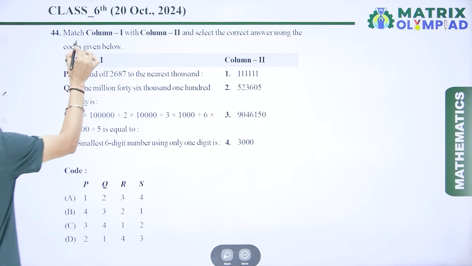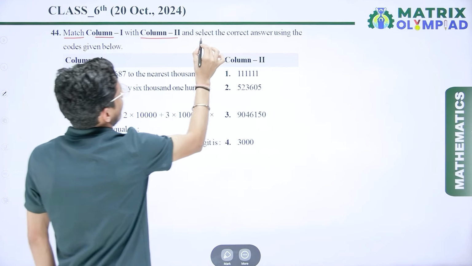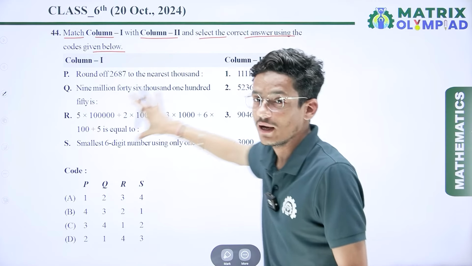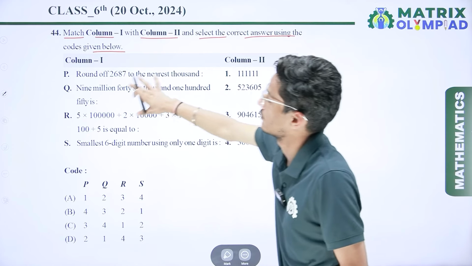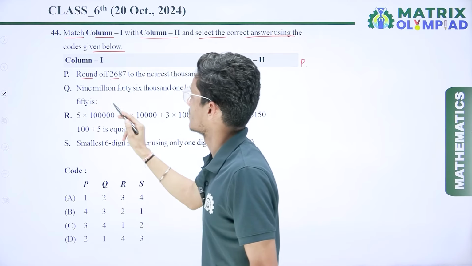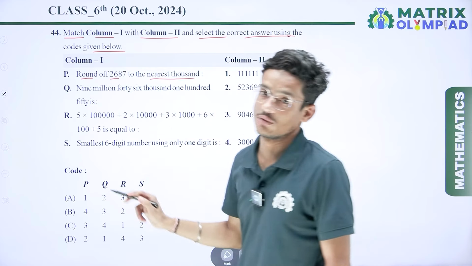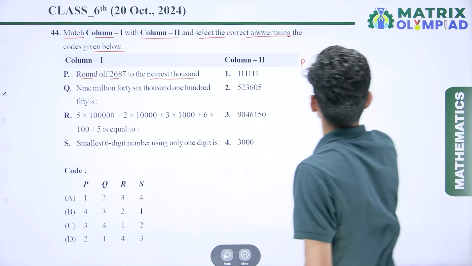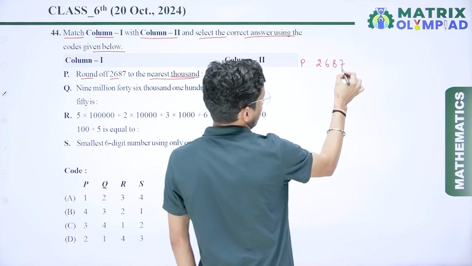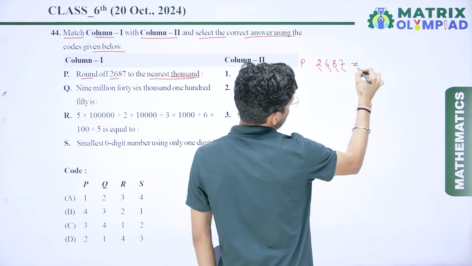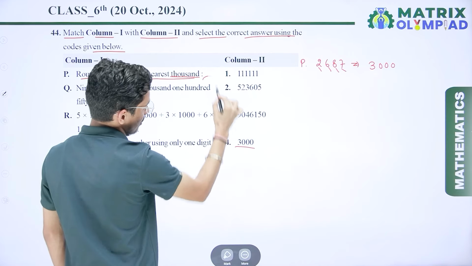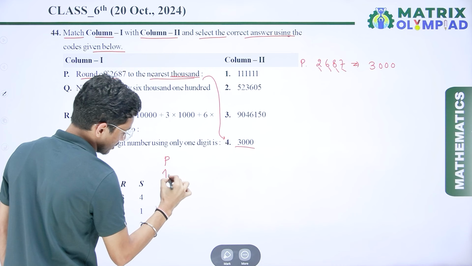Now the next question is: match column 1 and column 2 and select the correct answer using the code given below. Here we have been given column 1 and column 2. First we have to solve column 1. The first one is P: round off 2687 to the nearest 1000. So the number is 2687, and for the nearest 1000, I can say that it is 3000. So P is connected to 3000, which is 4. So P is connected to 4.